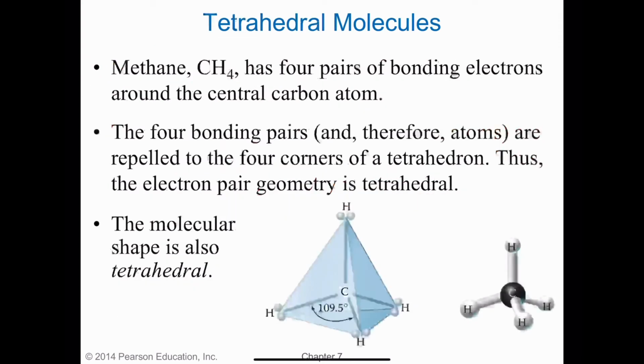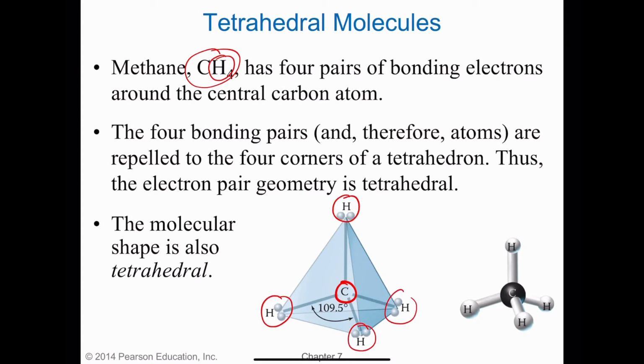So a couple of different shapes. Tetrahedral is a shape that we'll get when we have four groups around the outside. So methane, we've got CH4. Those four groups are basically the four hydrogens. So you have your carbon here in the middle, and then 1, 2, 3, 4 hydrogens around that carbon.